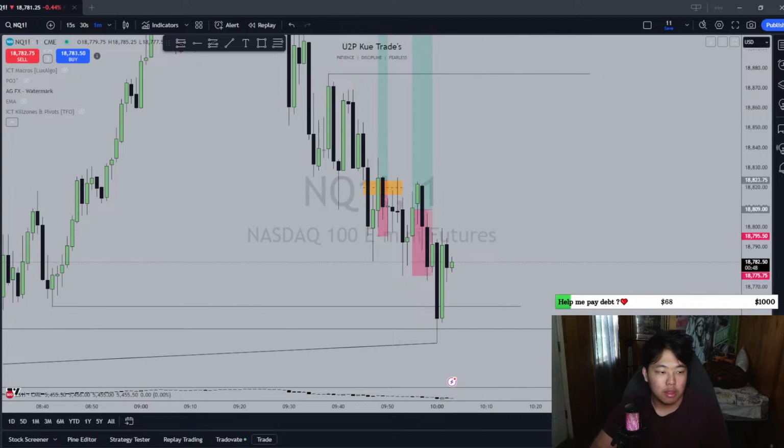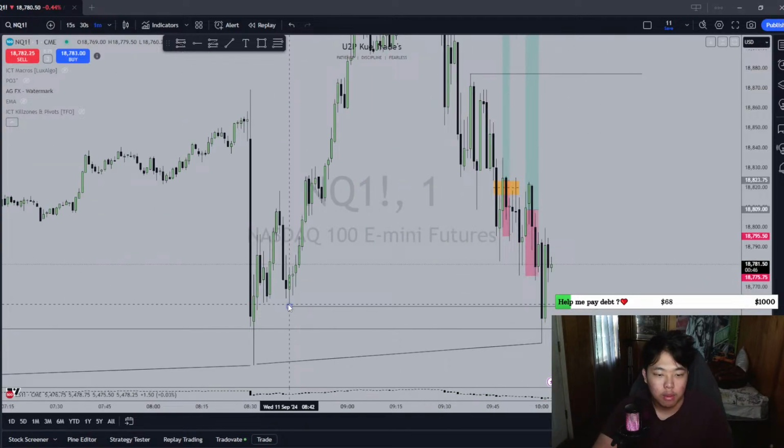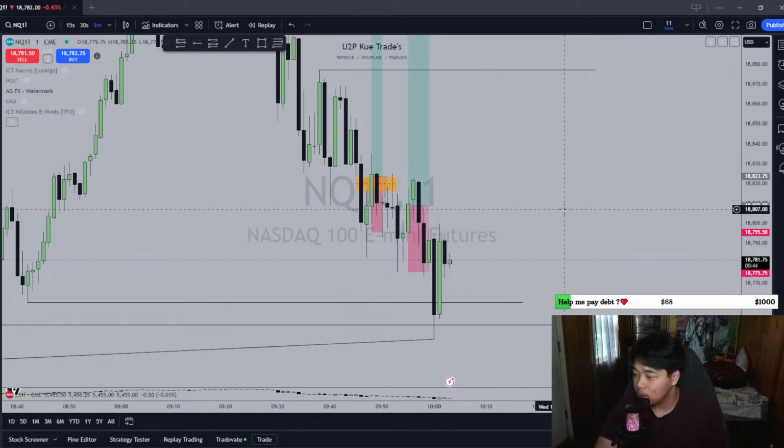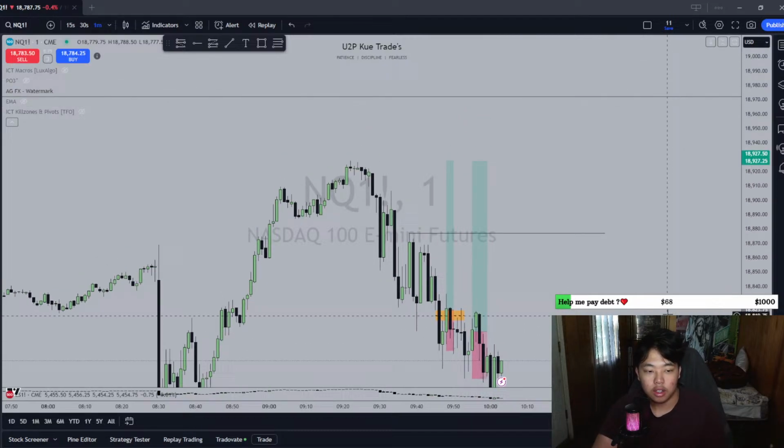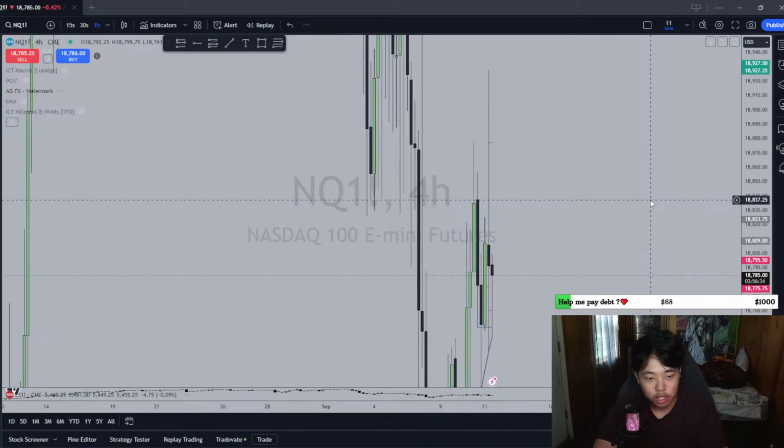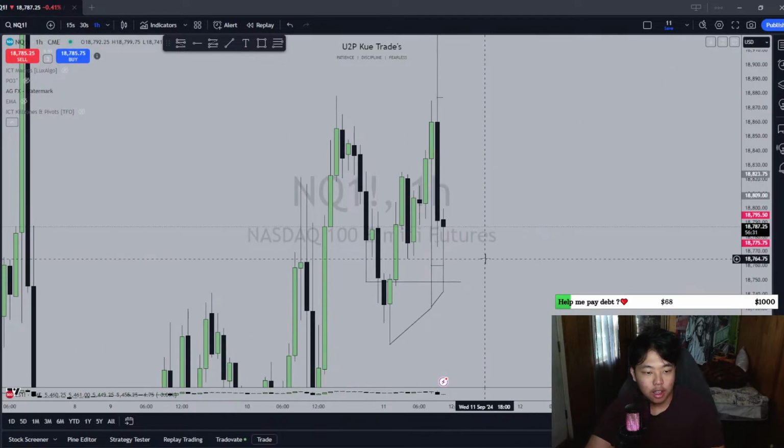I mean, maybe this is the liquidity point that we wanted to come down and sweep out. Yeah, I'm not listening to chat. I'm doing what I see and what I want to do. Yes, it's bearish, I think it's bullish, and that's literally fine.